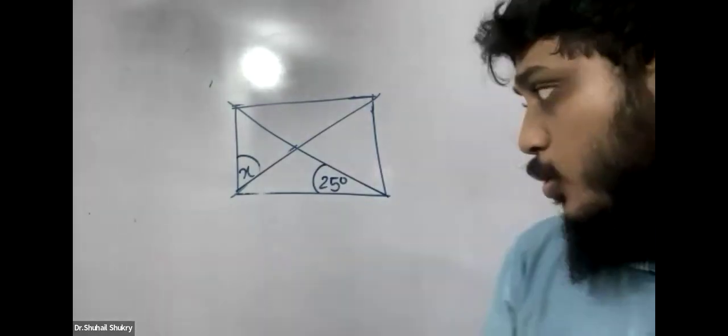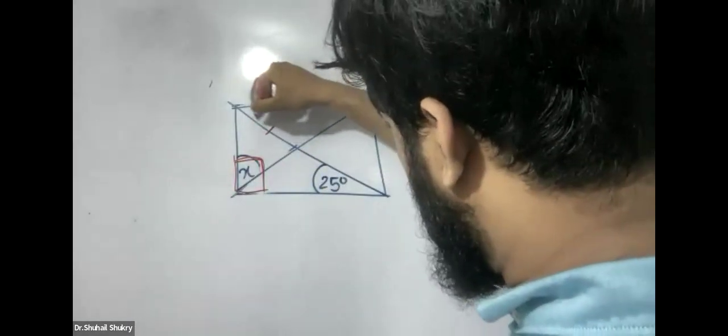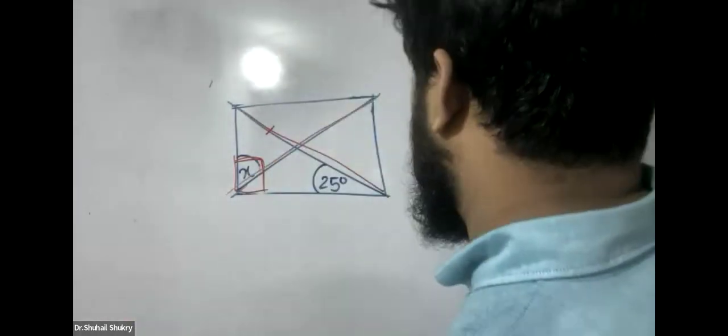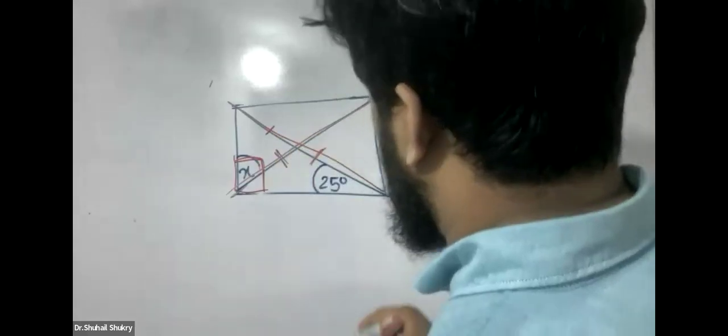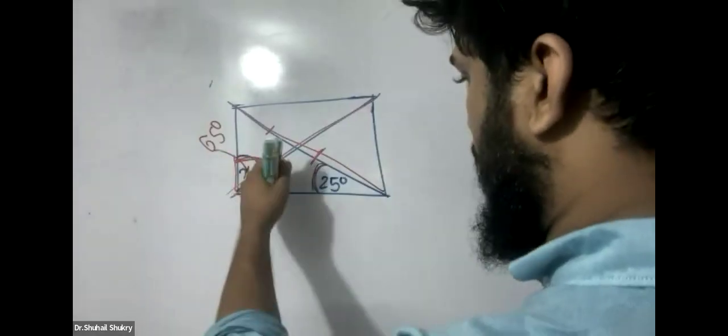Now we'll see. You can see this one. These are rectangles, so these angles are 90 degrees. At the same time, both the diagonals are equal in length. This diagonal and this diagonal are equal, and this and this are equal. So this is 25 degrees, means this also is 25 degrees. So if this one is 90, then this one should be how much? 65.